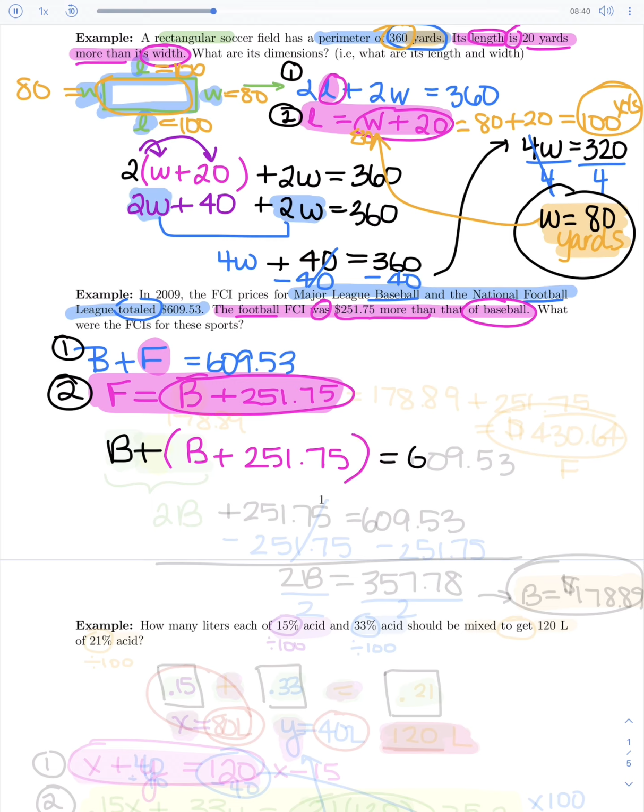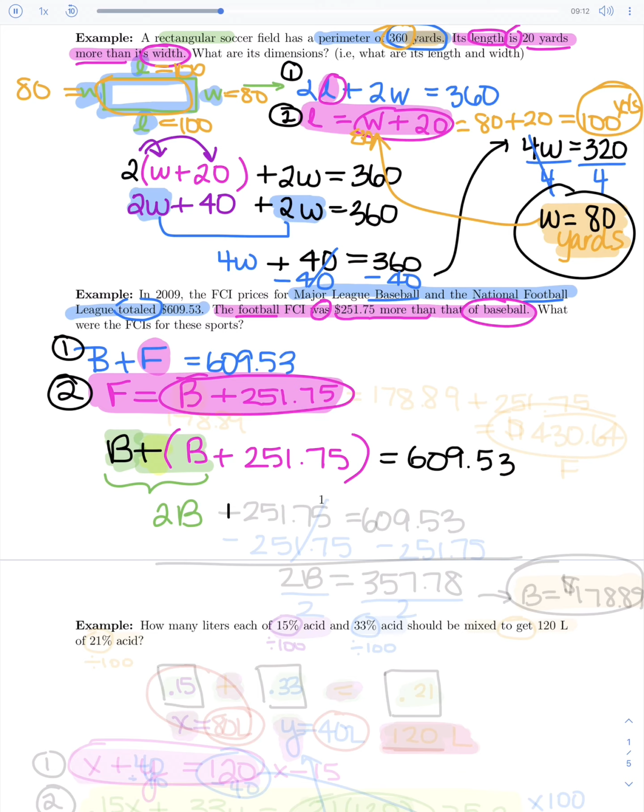And we said that this equaled 609.53. Now, normally we'd be worried about the parentheses, but notice that there's actually nothing out in front of the parentheses to multiply out. There's no number there, it's just a plus sign. So you don't actually need to do anything. All we actually are worried about is just combining like terms. We've got a B plus another B. Well, B plus B should give us a 2B.